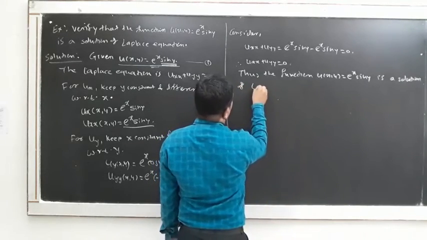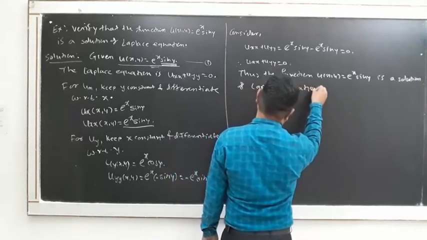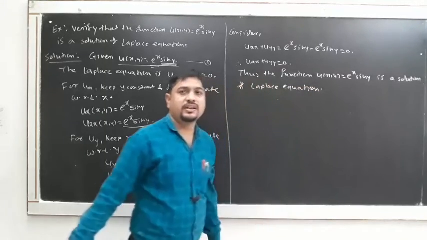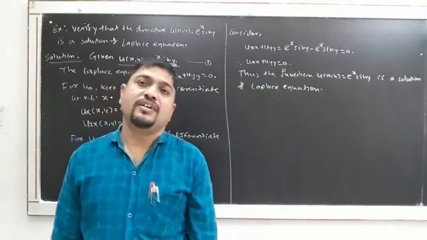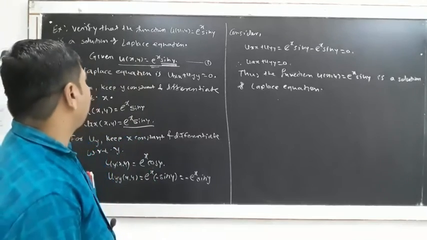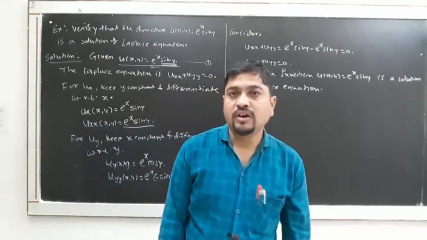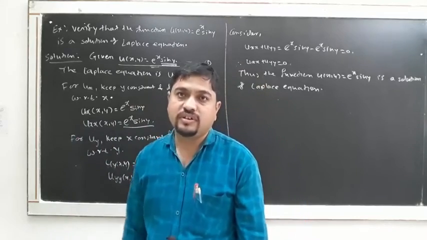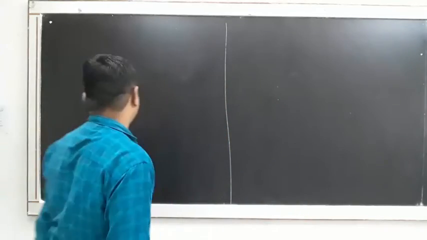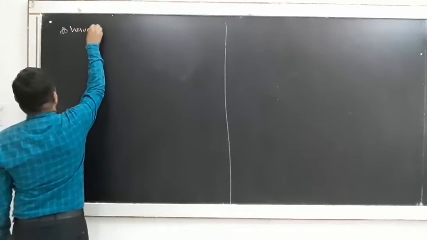Is a solution of Laplace equation. Or you can say that u of x,y satisfies the Laplace equation. So a very simple example. You can solve so many problems like this. Now we have to go for the next, that is the wave equation. So we will discuss the wave equation.